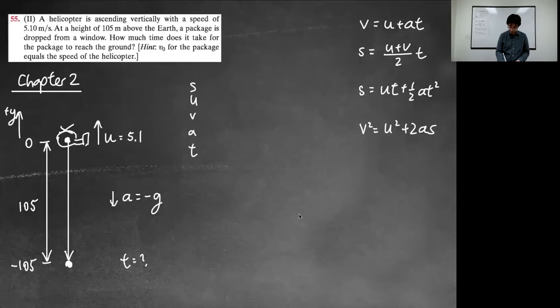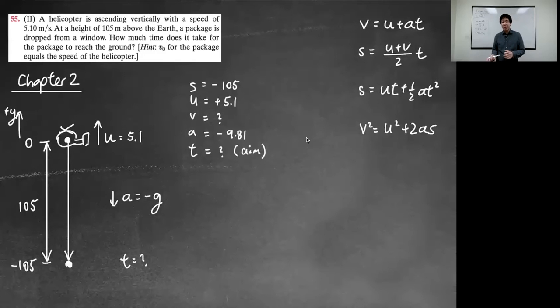SUVAT. So S is the displacement. So it's going to displace 105, but is it negative or positive? Well, if this is positive, then my displacement is negative. U is going to be positive. I don't know the final velocity. The acceleration is negative 9.81, and I don't know the time. In fact, that is my aim. So I've stated all my givens and my aim that I need to find.